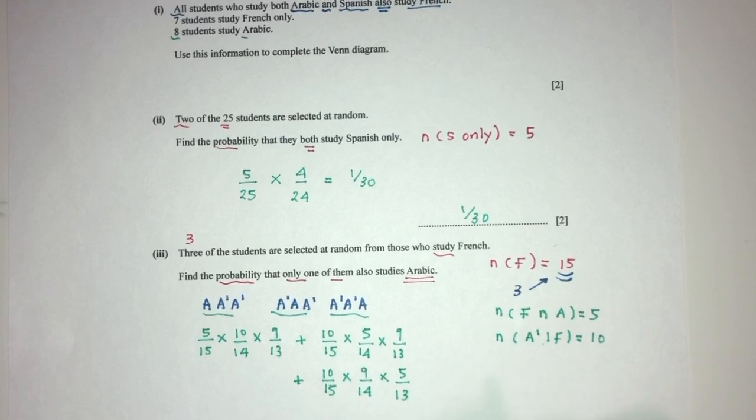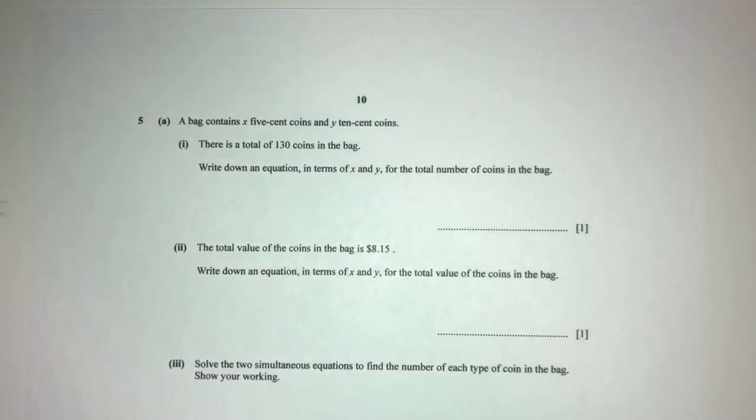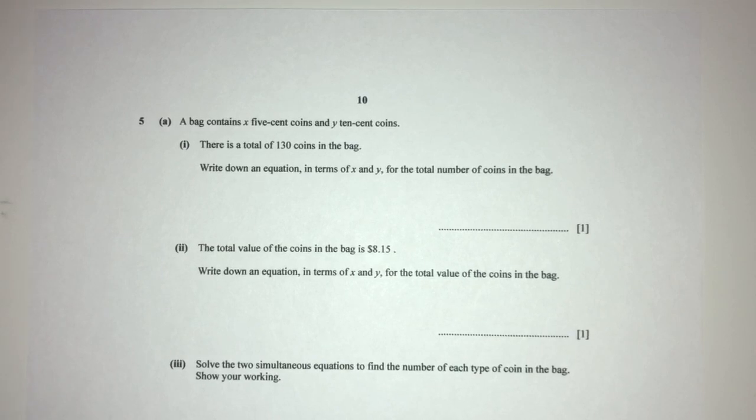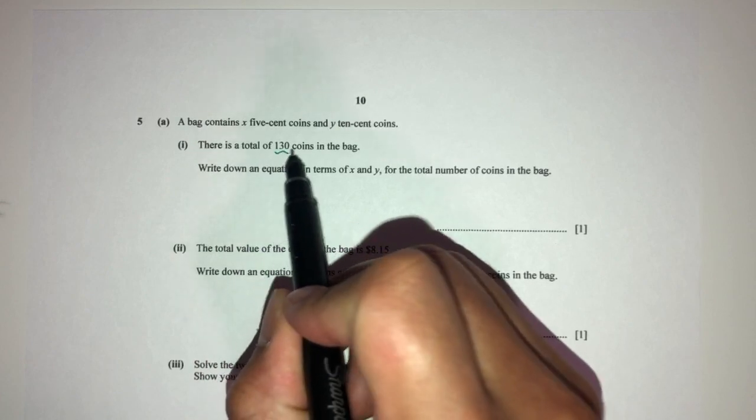Okay, and that will be your question number 4. Now let's move on to question number 5. A bag contains X 5-cent coins and Y 10-cent coins. So we have 5 cents and 10 cents. We have X 5 cents and Y 10 cents, right? There's a total number of 130 coins in the bag.